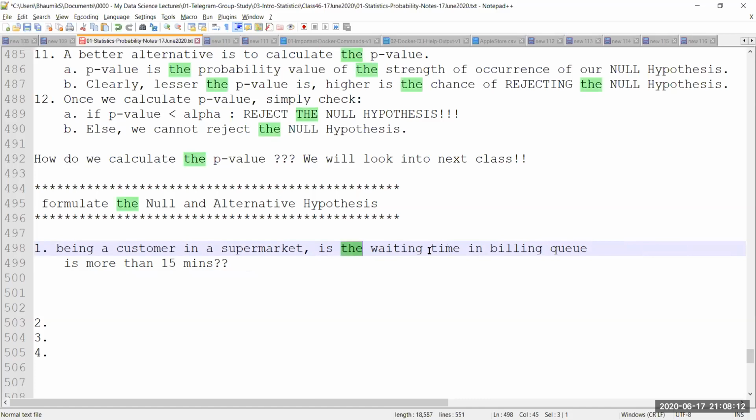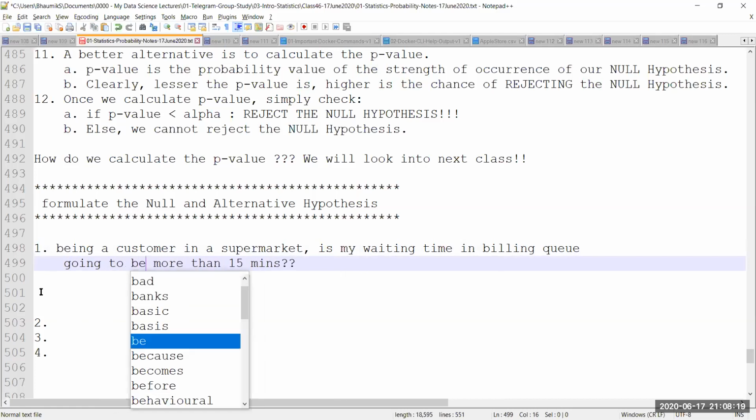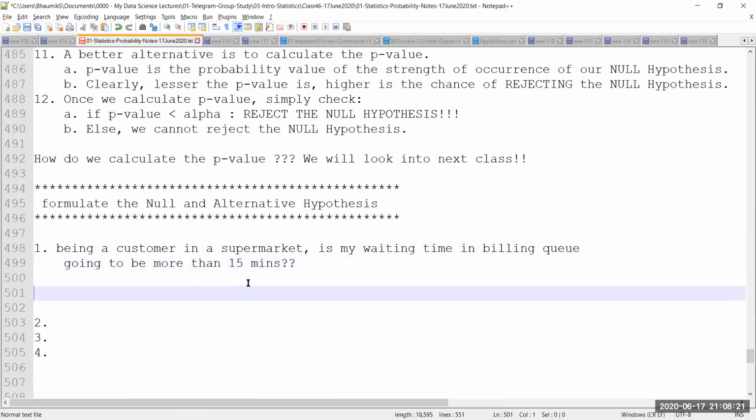Is my waiting time in the billing queue going to be more than 15 minutes? Now, in this case, right, I would like to ask you, if you were doing the hypothesis testing, how are you going to formulate the null and the alternate hypothesis?